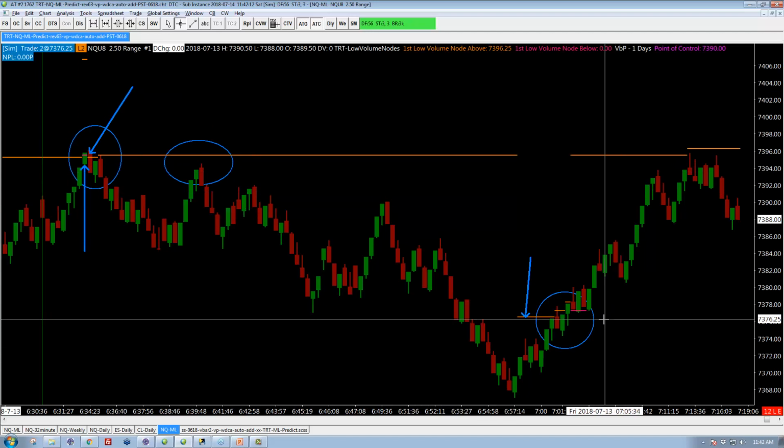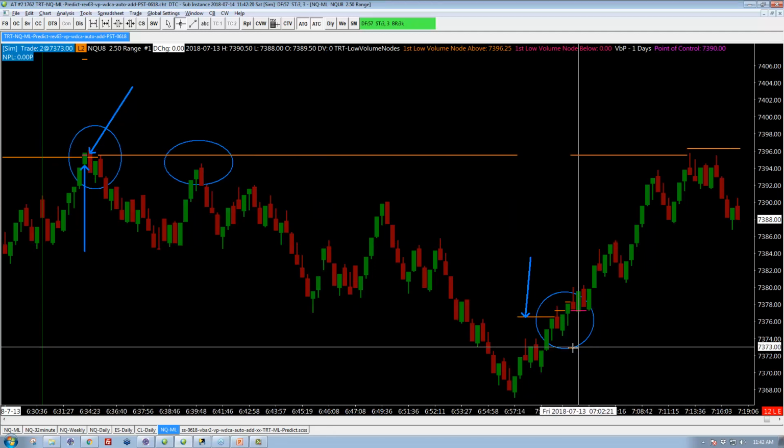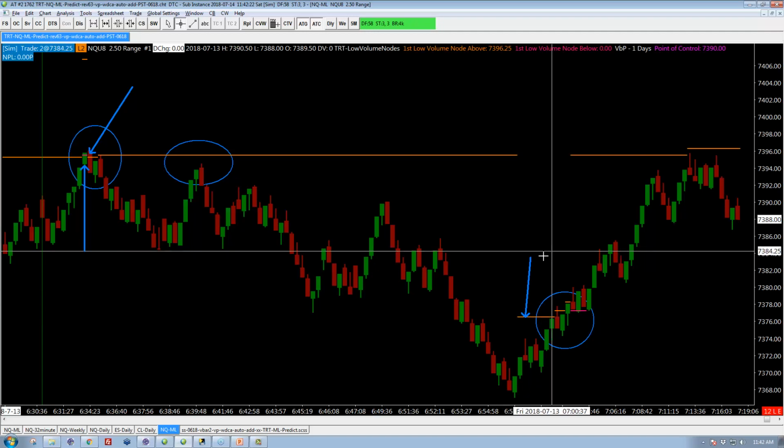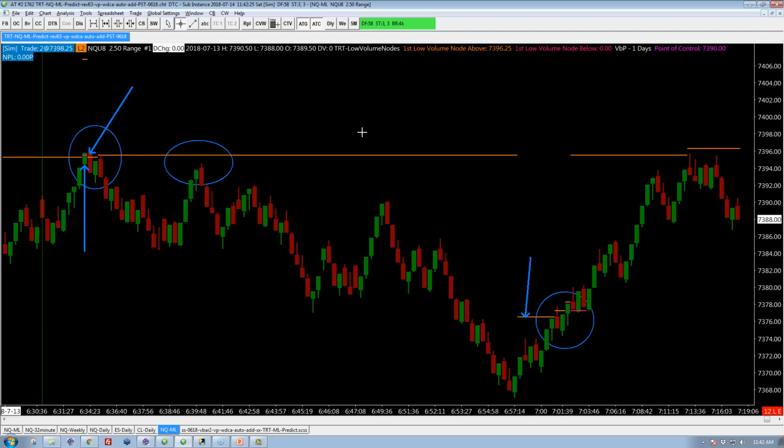All right. And so I like this example here because it shows both cases. It shows bouncing off, and then it shows blowing through. And it's key here too, because you wouldn't look at this chart without these orange lines. You wouldn't look at this chart and go, okay, oh yeah, there's a low volume node right there. That makes a lot of sense. You don't know that. So by having that study, it helps us to see it, but then we have to have that study in order to provide the data to the machine learning system.